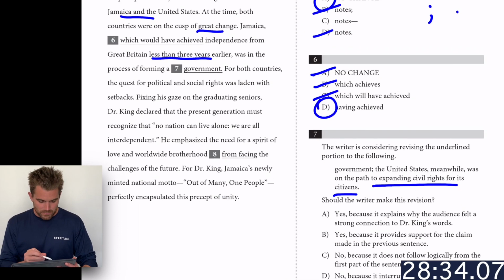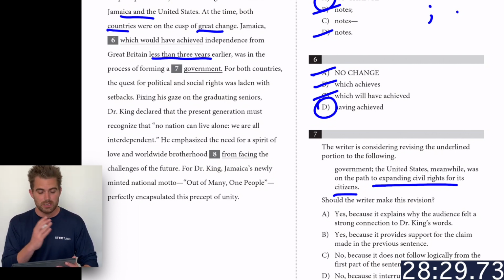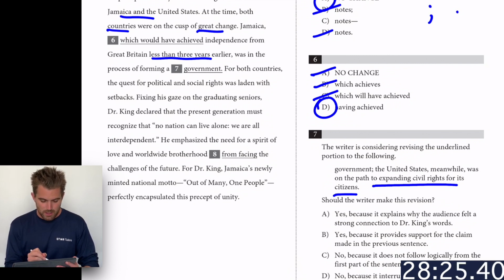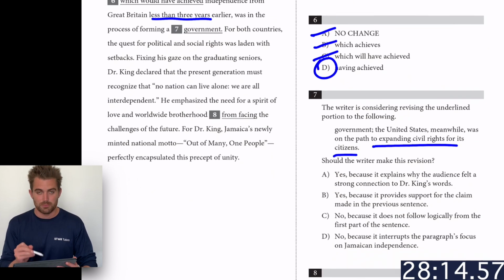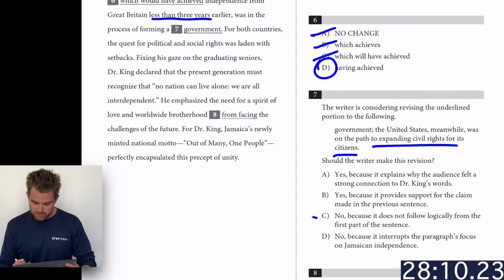So let's see. At the time, both countries... I'm just rereading the previous sentence. That's so important on these main idea organization questions. Jamaica, having achieved independence from Great Britain, was in the process of forming a government; the United States, meanwhile, was on the path to expanding civil rights for its citizens. So yes, it should be included because it says both countries. And then if you see the very next line, it also says both countries. So let's eliminate both no's. Yes, because it explains why the audience felt a strong connection to Dr. King. Yes, because it provides support for the claim made in the previous sentence.